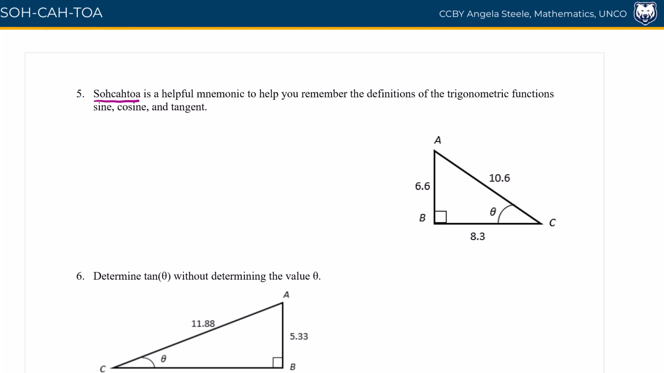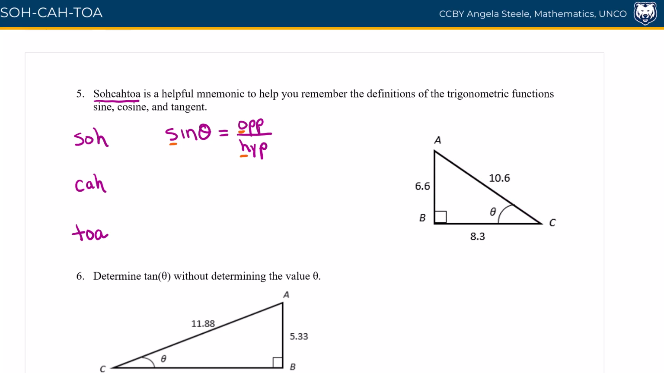Soh-Cah-Toa. So I'm just going to go ahead and break those up. And then what this mnemonic does is it helps us remember that our sine of theta is equal to opposite over hypotenuse. So we're just using the first letters there. So Soh is S-O-H, which gives us the sine is equal to opposite over hypotenuse.